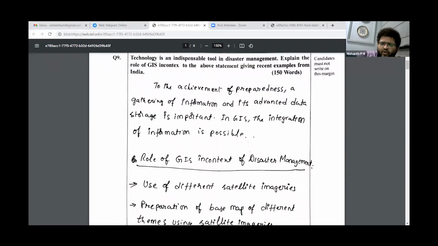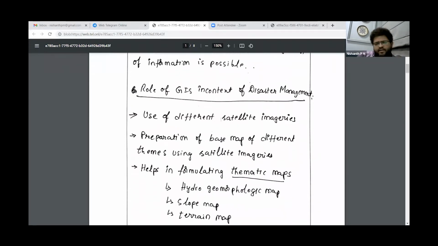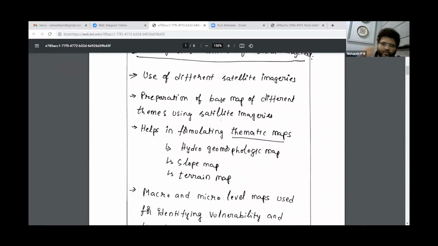Okay, and then the role of GIS, use of different satellite images, good. Preparation of base maps of different themes using satellite images, yes. Thematic maps, as I told, the hydrogeomorphological map, slope map, terrain map. So based on this, you can plan the mitigation of the risk also.